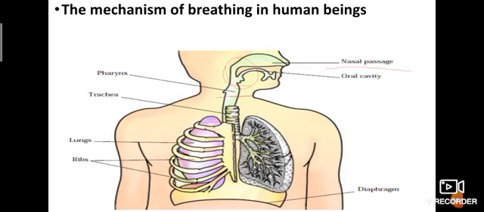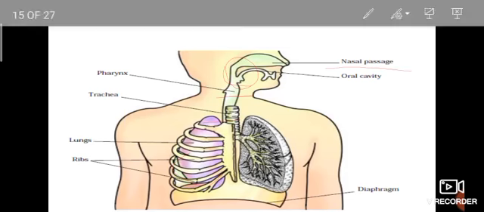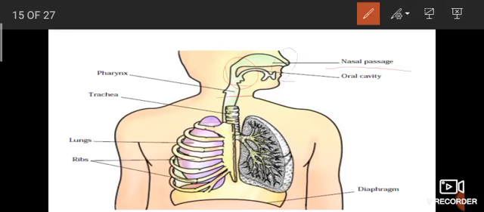So, what is the mechanism of breathing in human beings? First, we take the air present in the environment through our nostrils. So, our breathing process starts from the nostrils. Okay. Then it moves through the windpipe and reaches the lungs. The lungs are located in the chest cavity, which is surrounded by the ribs. Which one protects our lungs and heart? Rib cage. Okay. So it protects our lungs.